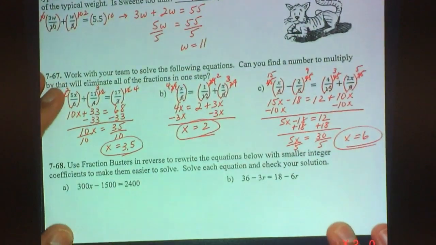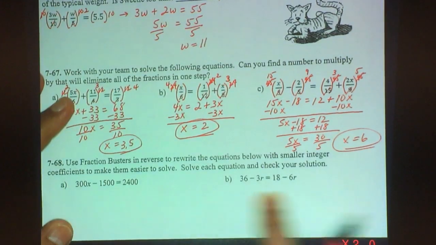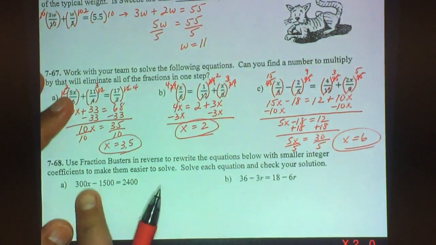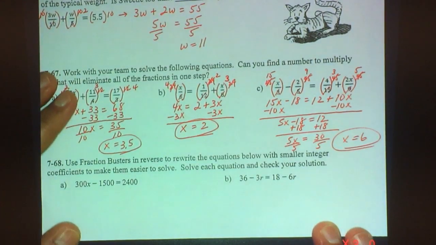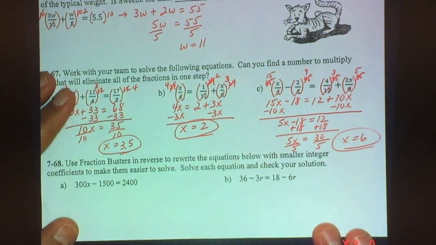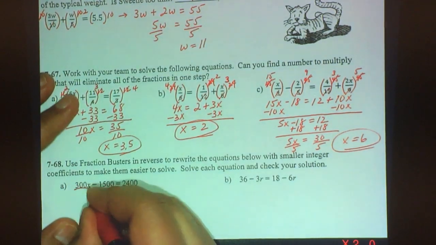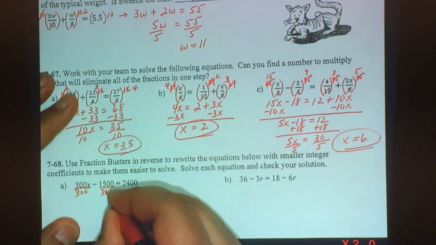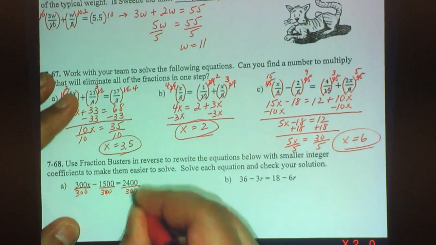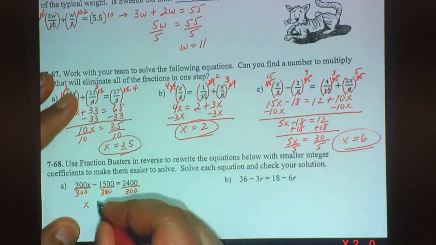Two more. Okay, so fraction busters in reverse is when they give you large numbers and we just find a number that will divide into these 3 evenly so we can make them smaller numbers. So think huge. Okay, so 300. I'm going to divide each of these by 300. So 300 goes into 301, so that's just x.